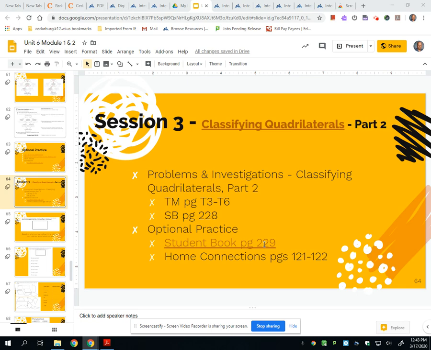Today, what we're going to do is classify them even more, at least be able to recognize what we're talking about. You'll need your student book, and I'm going to also ask you to do some work on a Venn diagram. You guys remember what a Venn diagram is? That's two circles that are connected together with the similarities in the middle, on quadrilaterals, in your math notebooks. When we get done, you will have student workbook page 229 to do, but also Home Connections comes back into play with pages 121 and 122.